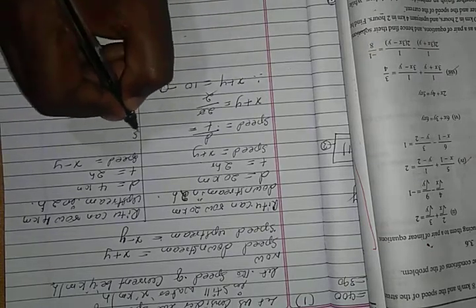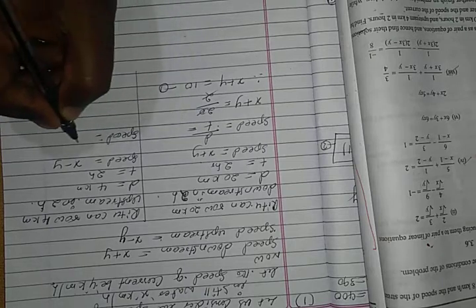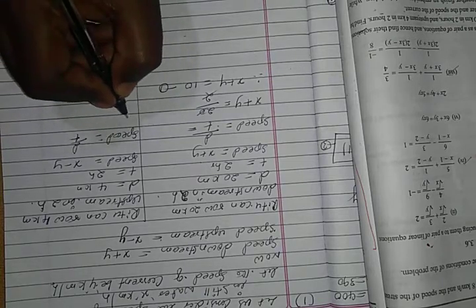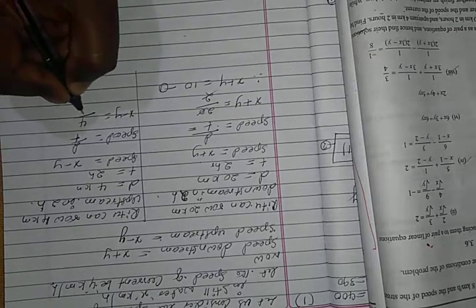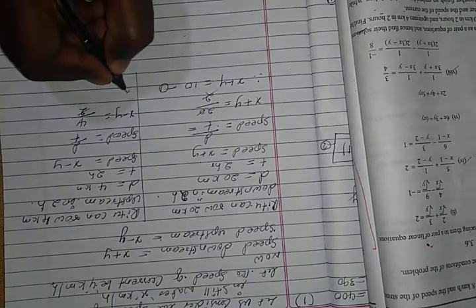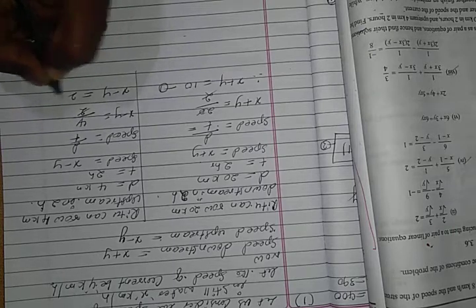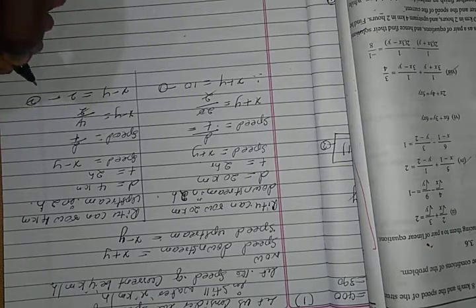Similarly, speed is equal to d divided by t. Speed is x minus y, distance is 4 km and time is 2 hours. 2 ones are 2, 2 twos are 4, that is x minus y is equal to 2. So this is equation number 2.